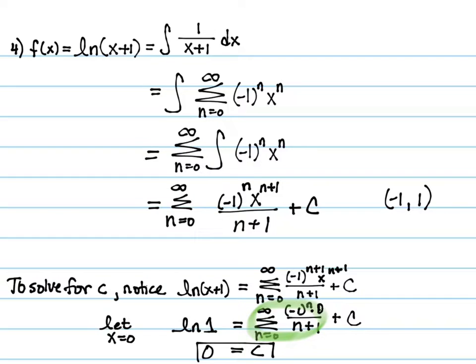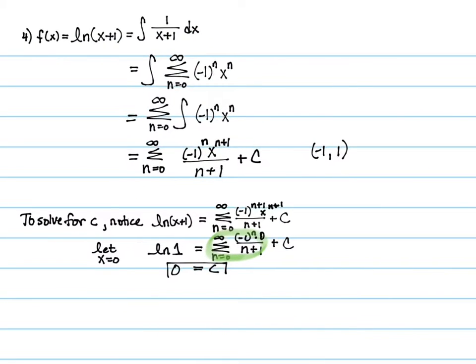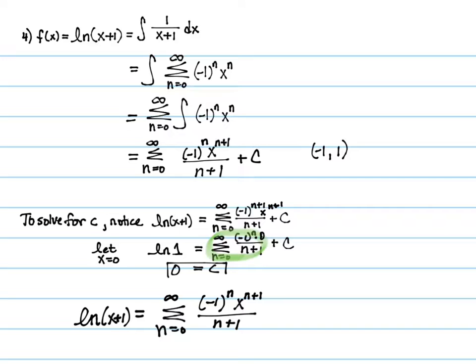Okay, so back up where we were. The natural log of x plus 1 is the summation from n equals 0 to infinity of negative 1 to the n, x to the n plus 1, over n plus 1. I don't have a plus c because the c is 0. The interval of convergence is a little bit trickier, though. So we know that it converges from negative 1 to 1. I mean, that's true.